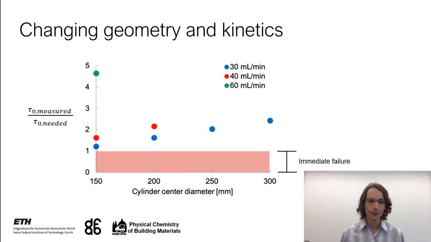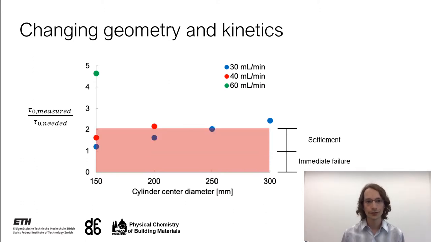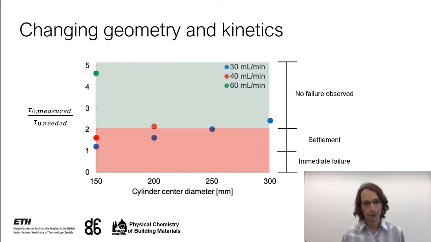What it shows is that we should not only be concerned about the immediate failures in this red zone, but we should also see failures due to layer settlement. Whereas if we are above this threshold, the structure stays stable. So we have our safety factor basically experimentally determined as being this 2.1 in our case.